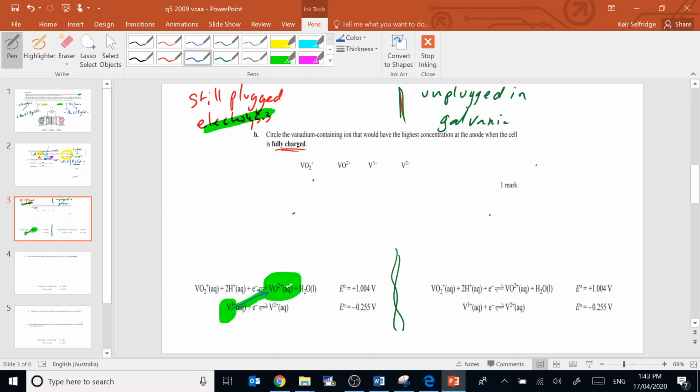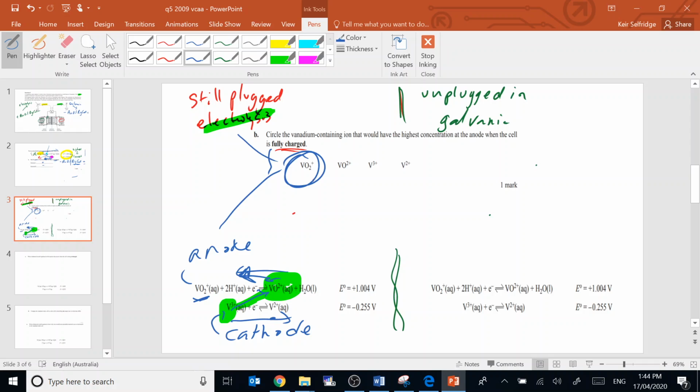Which means at the end of the day, you're going to get lots and lots of this at this end, but this is reduction, that's gain, that's at the cathode. And this one here is the anode. So this is oxidation, and this is going to pump all night long, and it's going to produce these things here. So if it's still plugged in, we're going to accept this answer.